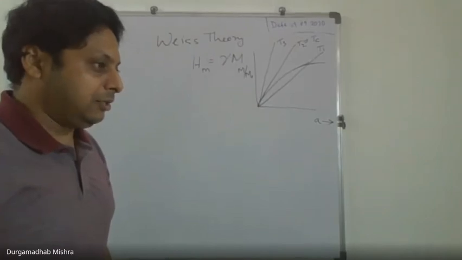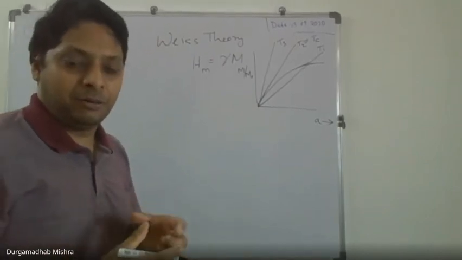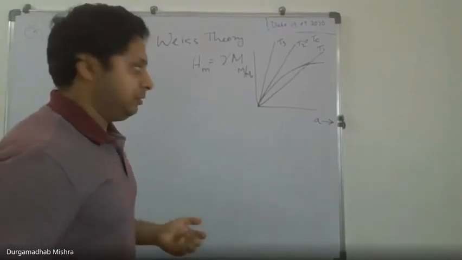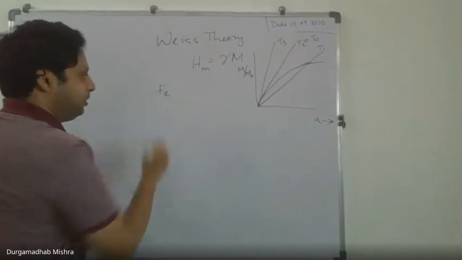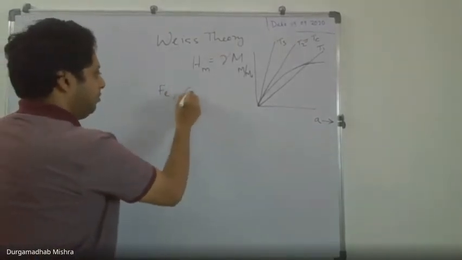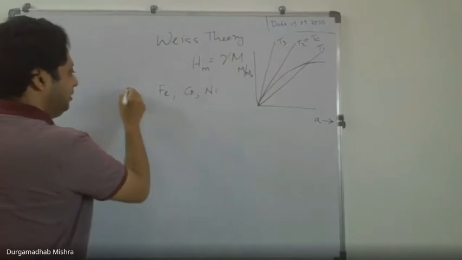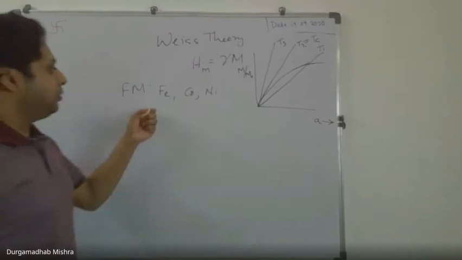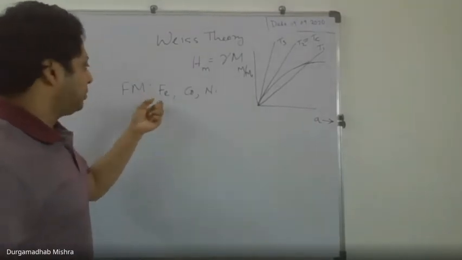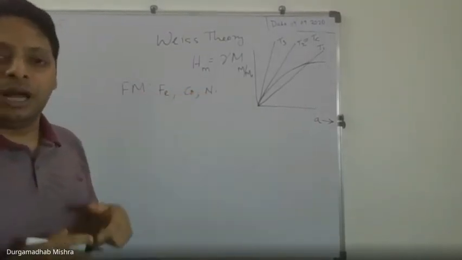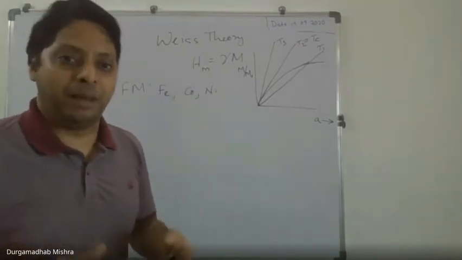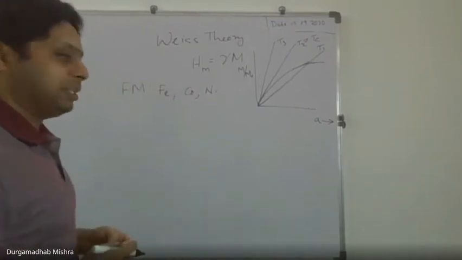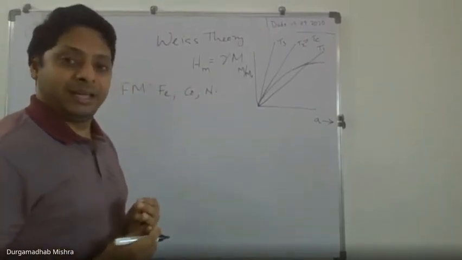Again, there are many kinds of ferromagnetic materials. The most used examples of ferromagnets are iron, cobalt, and nickel. These are ferromagnetic materials. You can also combine iron or cobalt with some other paramagnetic material, and that will also give rise to a ferromagnetic material.